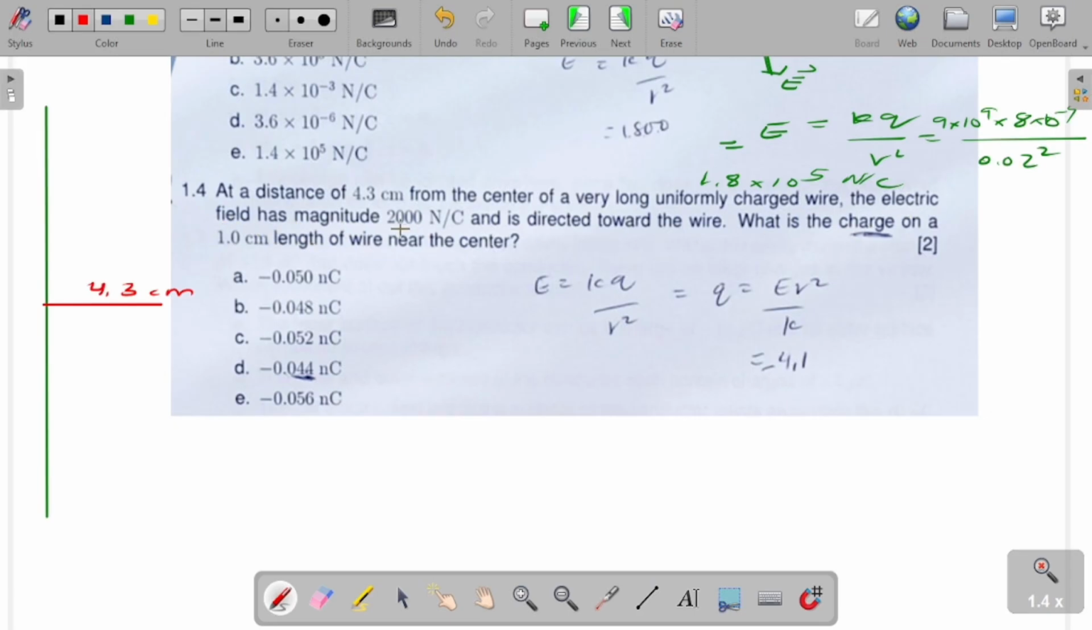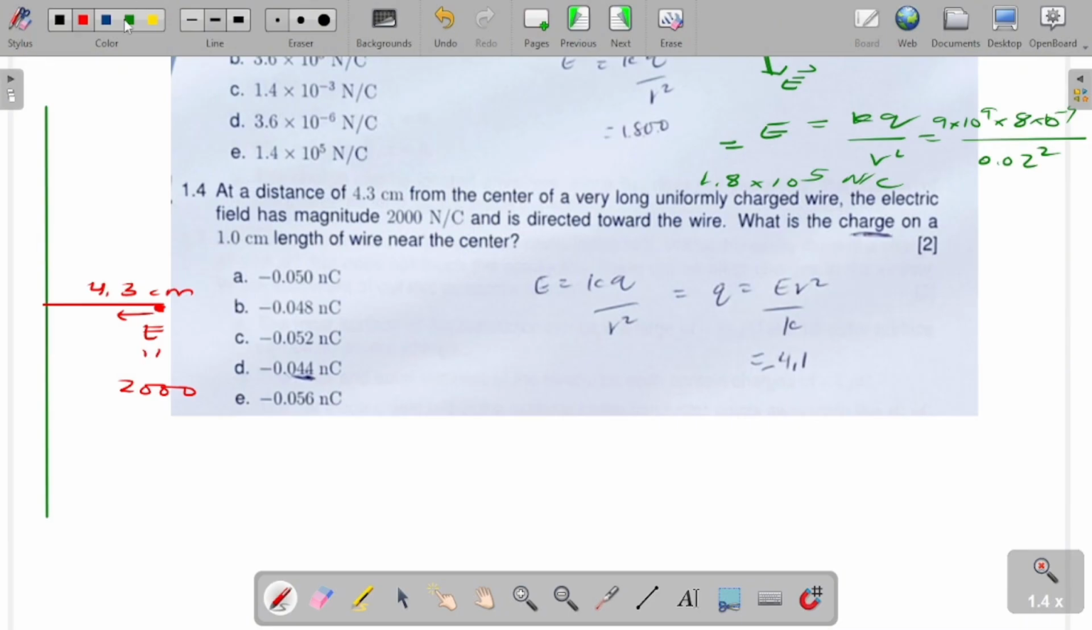The electric field has magnitude of 2000 and is directed towards the wire. Oh, so now I need to reverse this arrow that I drew here. It is directed towards the wire. And then, what is the charge on a 1 centimeter length of wire near the center?